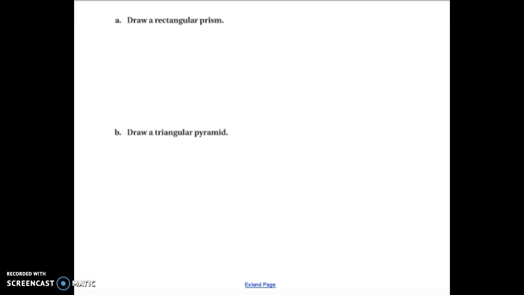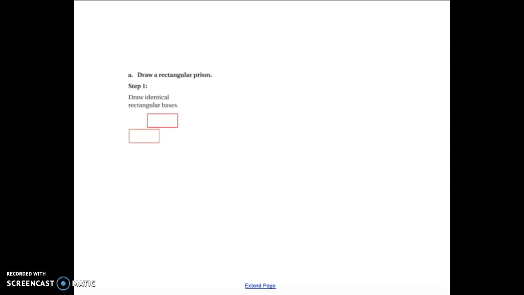So now it's time to do a little drawing. I want you to draw a rectangular prism, and then I want you to draw a triangular pyramid. Try on your own, or if you want to just follow along with me, I'm going to do this step by step with you. So let's do this.